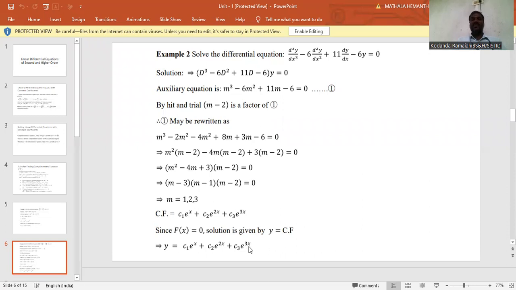In the next class, I am going to discuss the cases where the RHS term is some exponential function, or trigonometric function, or polynomial function, or e power ax into P of x function.